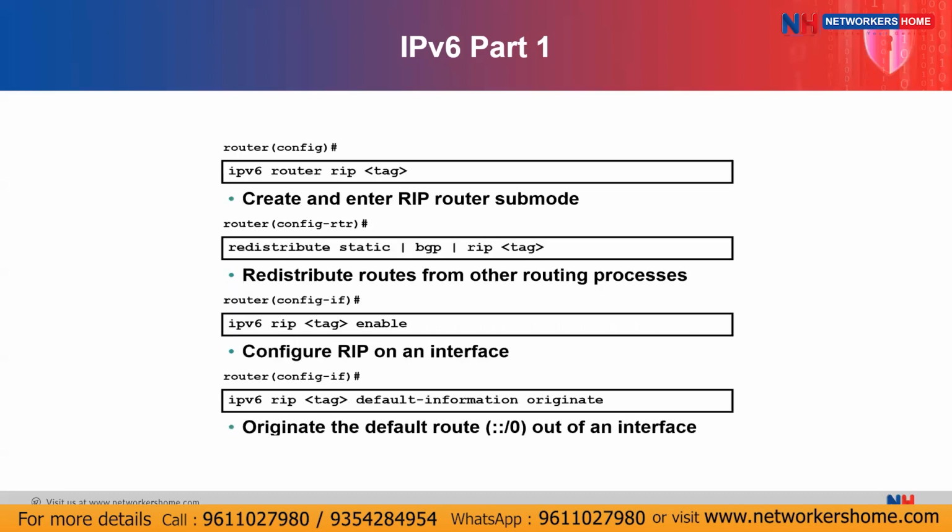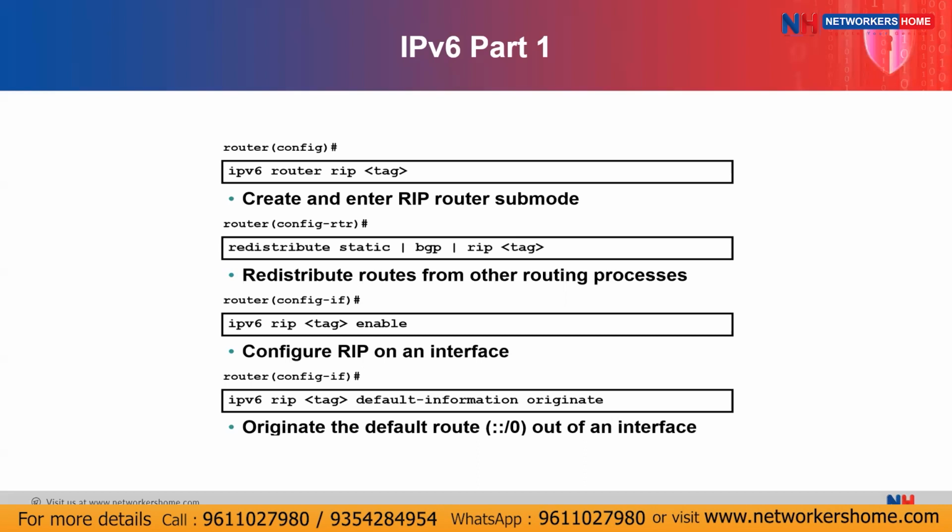And the command syntax is on the router, if you want it for redistribution purposes, we can use IP version 6 router rip, where the tag means the instance name I want to use. And then redistribute static, BGP, RIP, anything we can use. And then in interface mode, IP version 6 rip, what the name, that is the tag part, the instance name you want to use, and then the enable keyword is required.